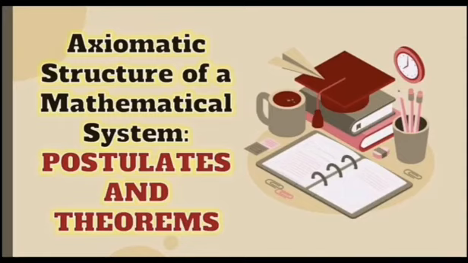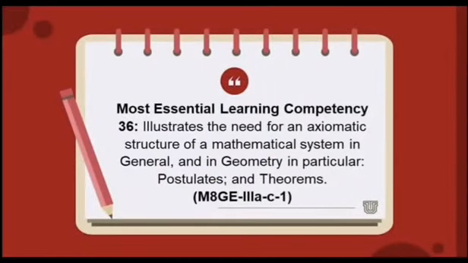Welcome to the lesson tutorial for Grade 8 Math lessons, Quarter 3, Week 2, with the topic Axiomatic Structure of a Mathematical System, Postulates and Theorems. This lesson includes Most Essential Learning Competency number 36, which states that the learner illustrates the need for an axiomatic structure of a mathematical system in general and in geometry in particular, postulates and theorems.